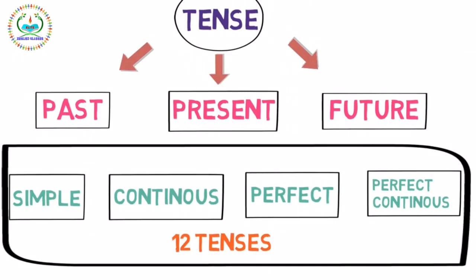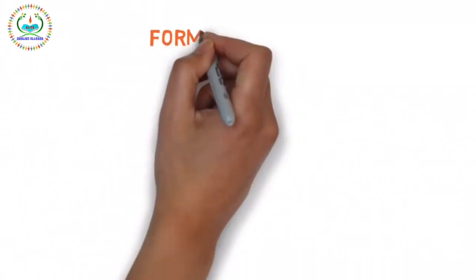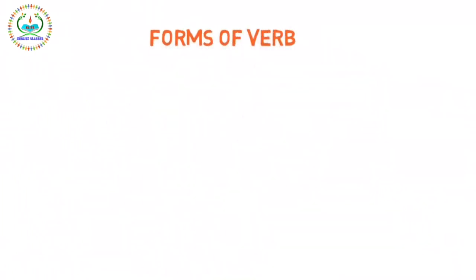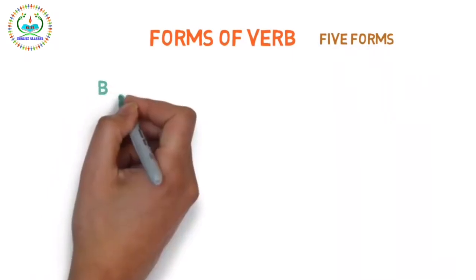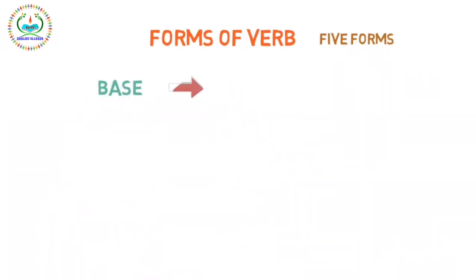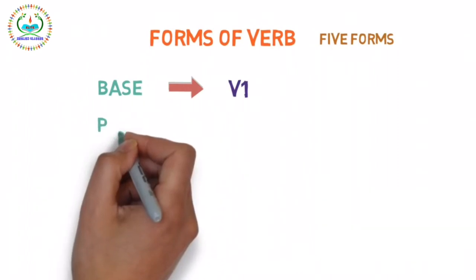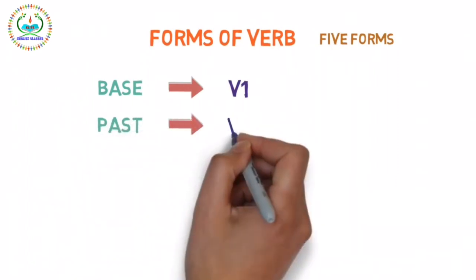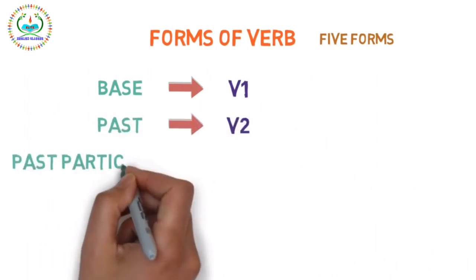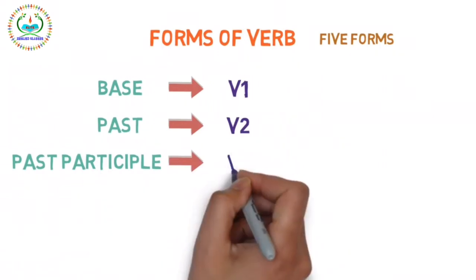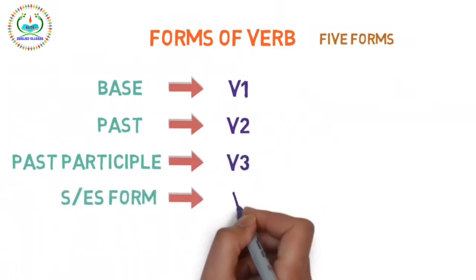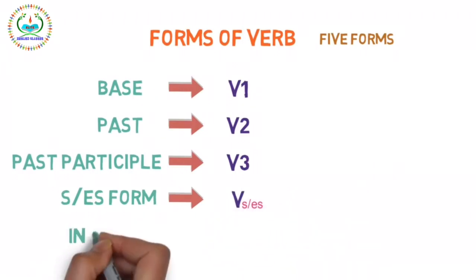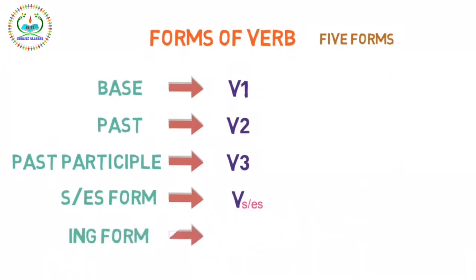Before that, we need to revise the forms of verb. Verbs are mainly divided into 5 forms, which are base form, we will denote it as V1. Past form, we will denote it as V2. Past participle, we will denote it as V3. S/ES form, we will denote it as VS/ES. And ING form, we will denote it as VING.